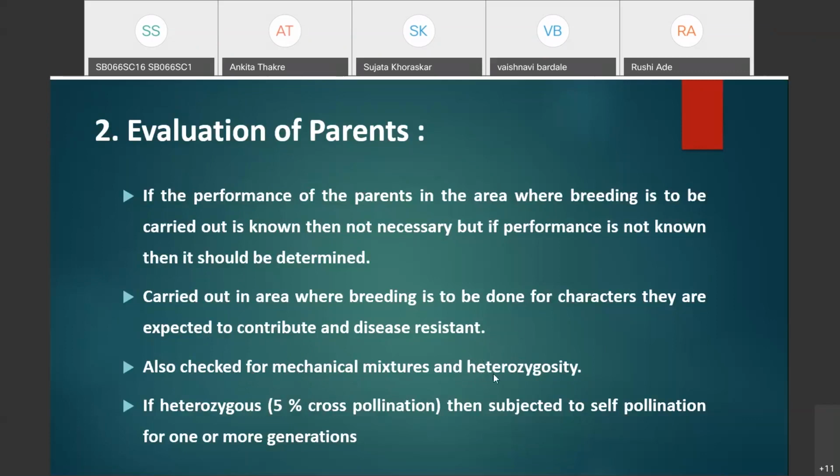Okay, we have discussed that hybridization means it is just the crossing of two pure lines having different genetic constitution. That's why the parent should be homozygous. If the parent which is selected for the crossing shows about 5% of cross pollination, then that parent is considered as heterozygous.